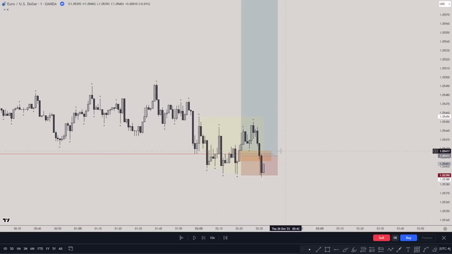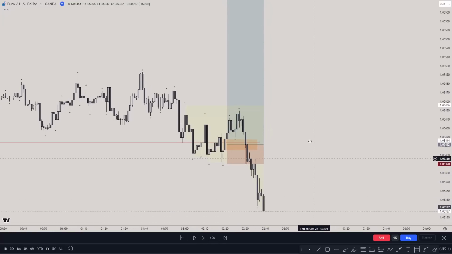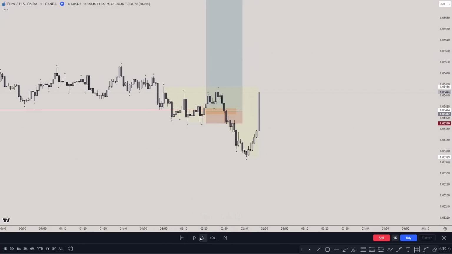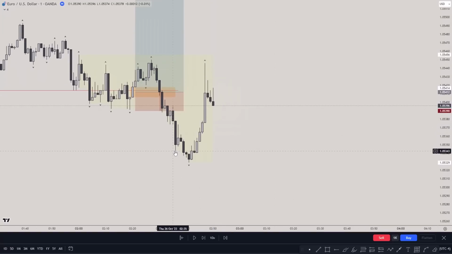So for this one, we give the entry and then stop loss immediately. The price actually swept the low and then continued to the lower side. So this was not a good trade, the first losing trade that we're having now. And right here, there is another sweep, price coming back into the range.